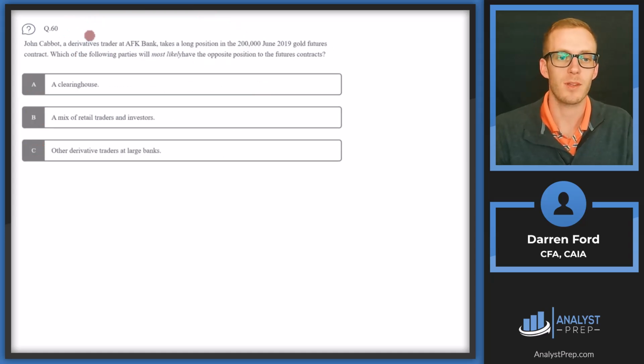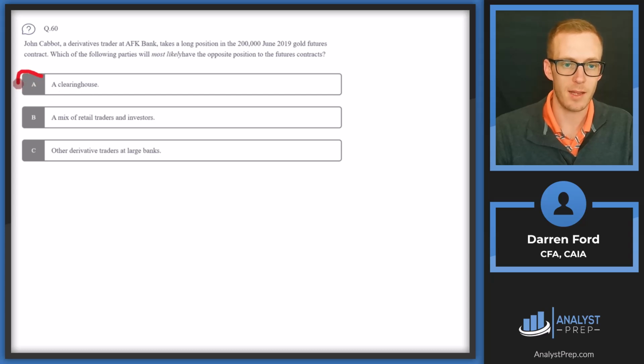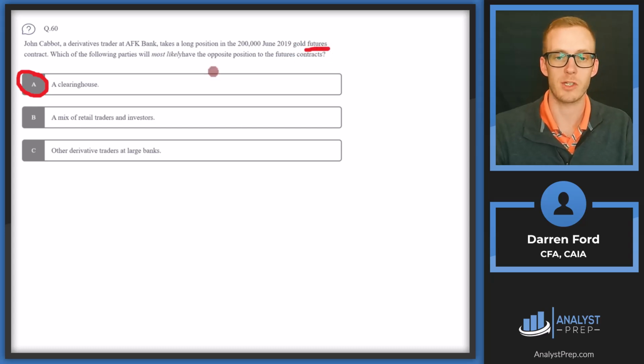Question 60. John Cabot, a derivatives trader at AFK Bank, takes a long position in the 200,000 June 2019 gold futures contract. Which of the following parties will most likely have the opposite position to the futures contract? A, clearinghouse. That is going to be our answer. Because we're trading futures, these are exchange traded. And when we're trading on an exchange, the clearinghouse is always going to be on the hook for the other side. So they're going to be the ones on the hook for that futures contract and ensuring that it's filled essentially.